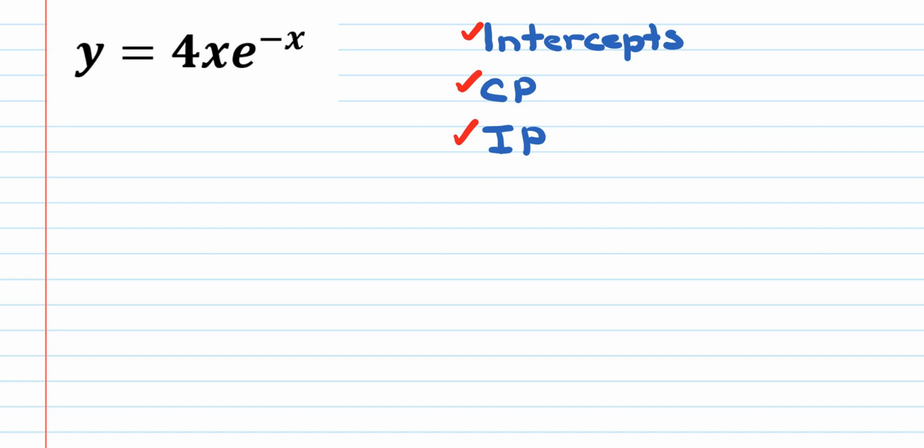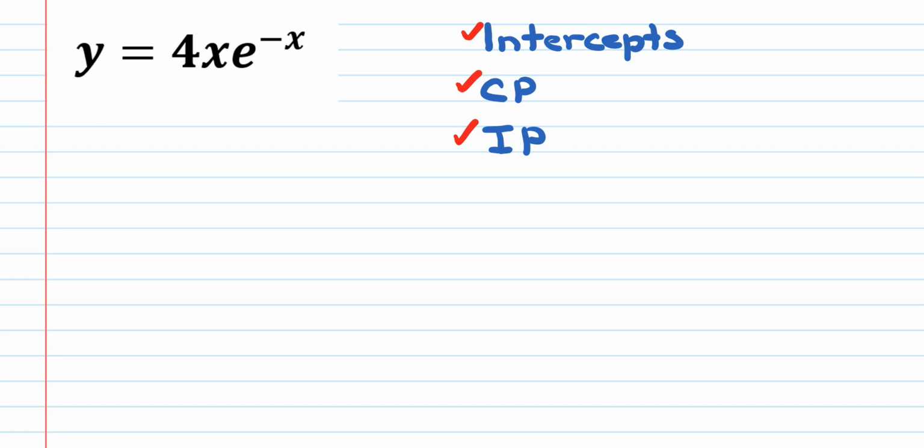Let's take a look at another graphing problem here. For most of these graphing problems, I'm generally going to start off by looking for the x and y intercepts. Then I'll follow up with finding the critical points, and then we can find the inflection points. And then once we've found all those key coordinates, we can go ahead and sketch this graph.